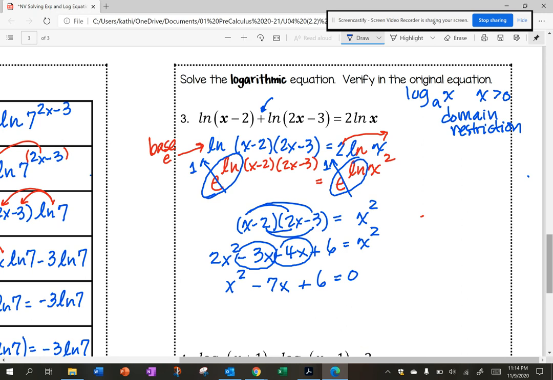I want to factor. I know my signs are the same; they're both negative. So this is (x minus 6)(x minus 1) equals 0. So I get x equals 6 and x equals 1. Next, I have to verify in the original equation.